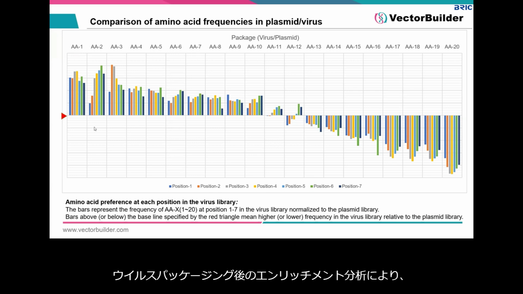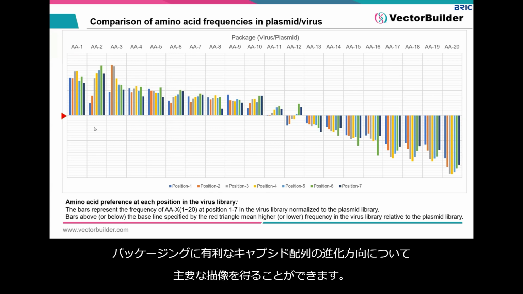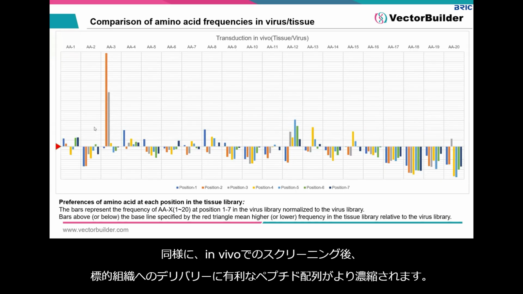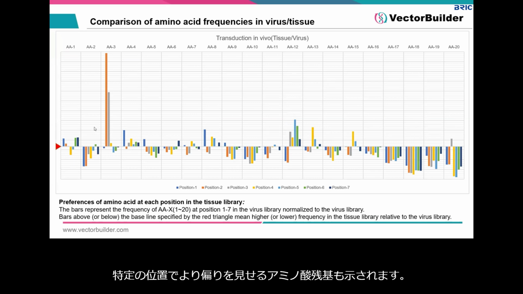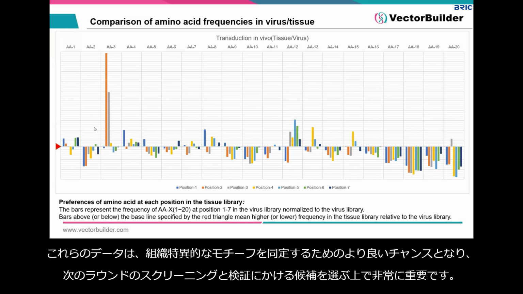By enrichment analysis after virus packaging, we can have a primary picture of the direction of sequence evolution regarding the pro-packaging capsid variants. Similarly, after screening in vivo, peptide sequences that favor target tissue transduction enrich more, and they also show a more biased enrichment at specific positions. These data give us a better chance to identify tissue-specific motifs, which are significant for candidate selection used for the next round of screening and validation.